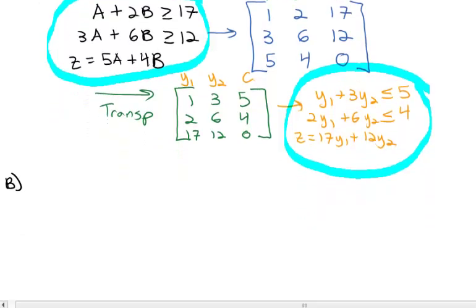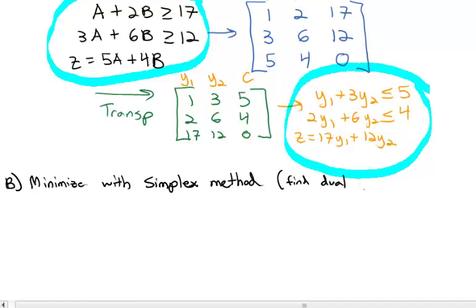We're not going to do that here, though. We're going to actually jump to solving some real problems. So we're going to actually now minimize with the simplex method, which really means find the dual and maximize. Because the simplex method can only maximize. So we will maximize the dual, which has the exact same solution as the minimize problem.